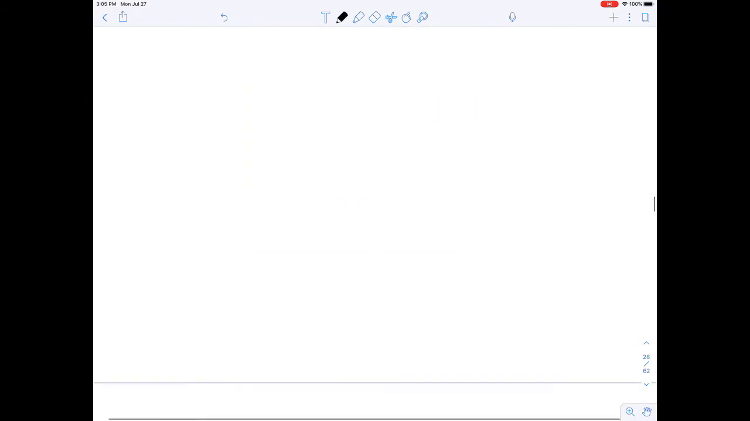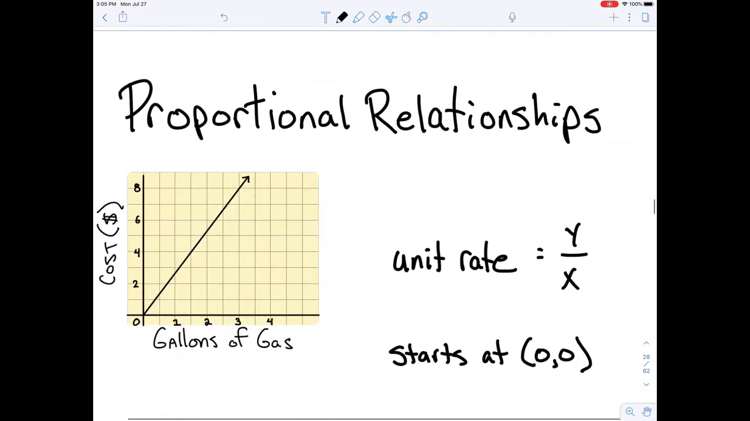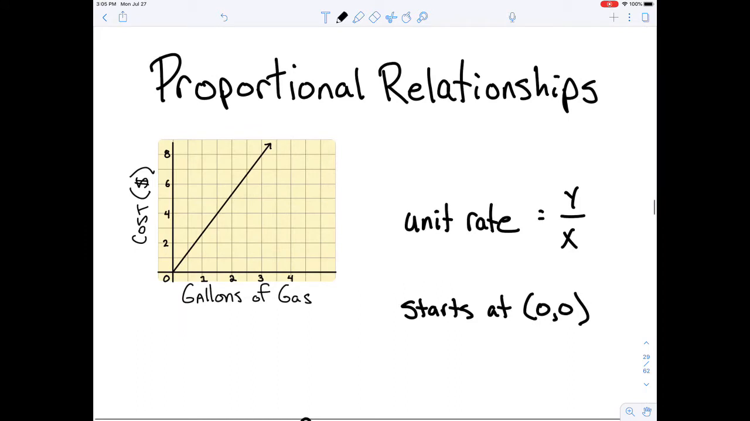All right, let's begin. Today's lesson is on proportional relationships. Now, a lot is made of proportional relationships. Sometimes they appear very difficult. They don't need to be. Proportional relationships are simply relationships between two variables. In my example here, gallons of gas and the cost for those gallons of gas.